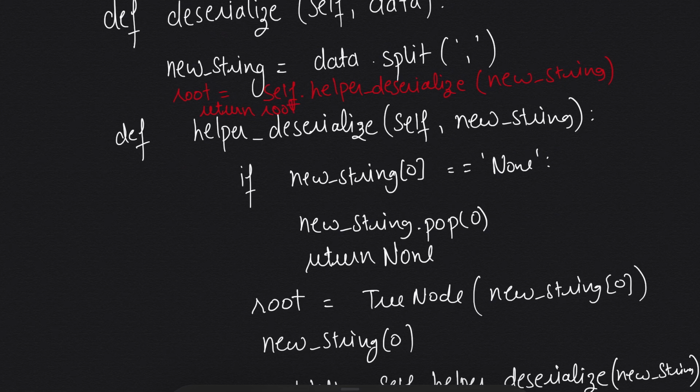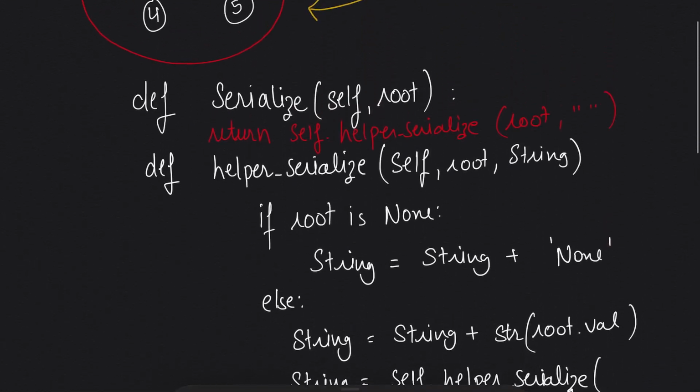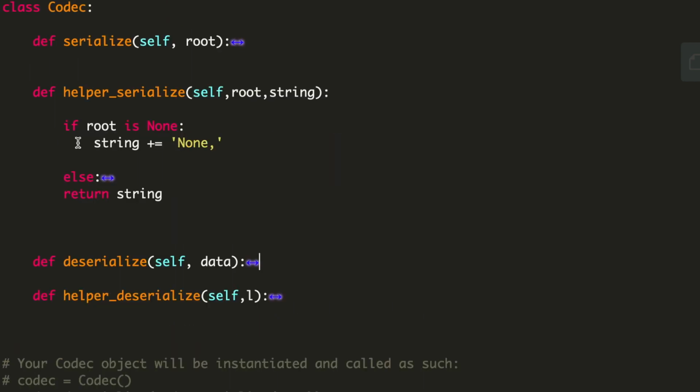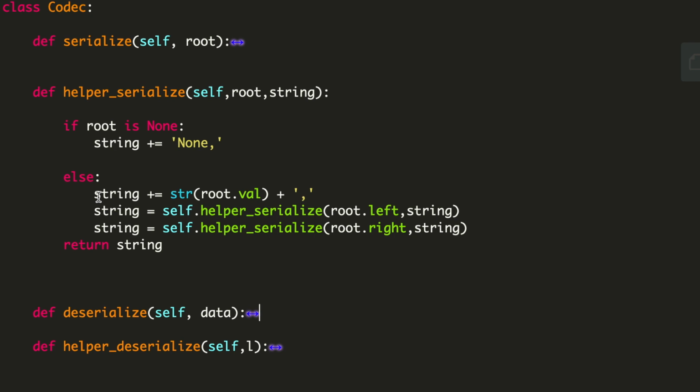So this was the question and now let's see the code. We have four functions. I have made this helper function and this helper function. Initially we have the serialize function. Let's look at helper serialize. First of all, we will take care of the base case. If root is none, then we will simply add none to our string. Else, we will add root dot value in string form to our string. Then we will call our helper function on root dot left and root dot right. And at the end, we will return the string.